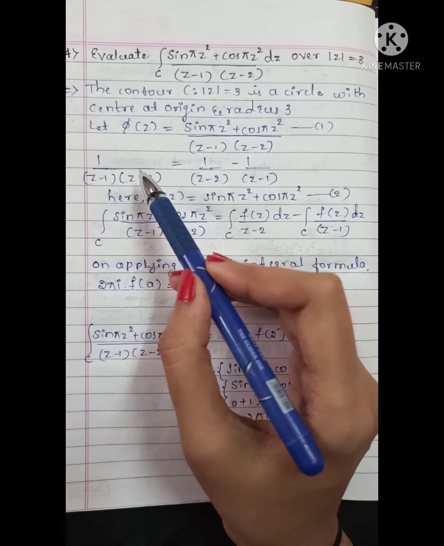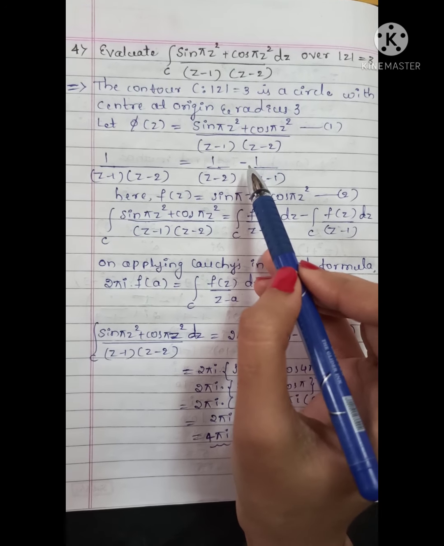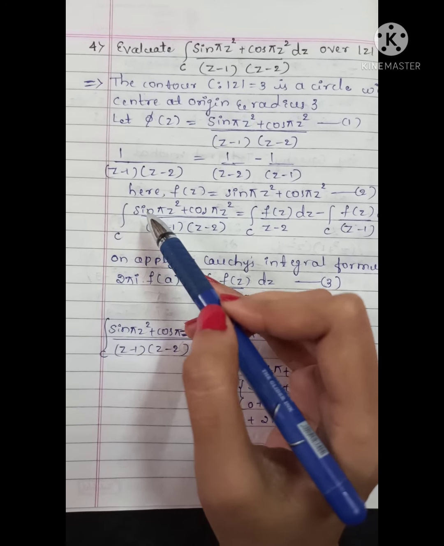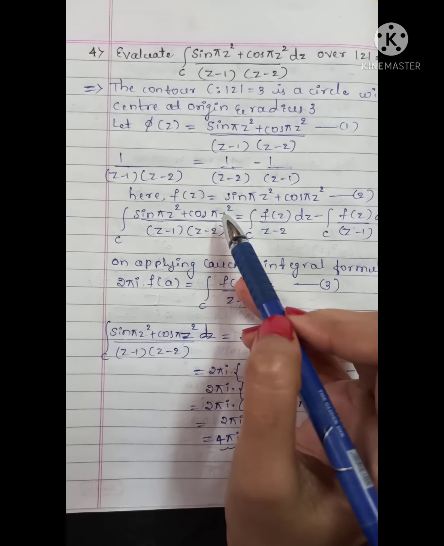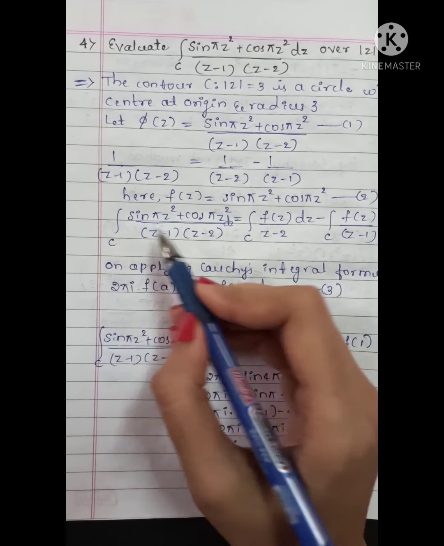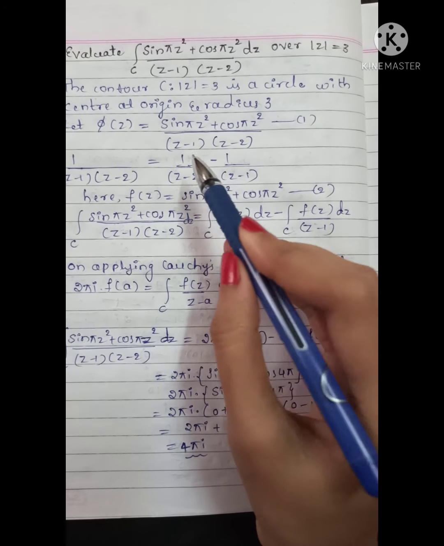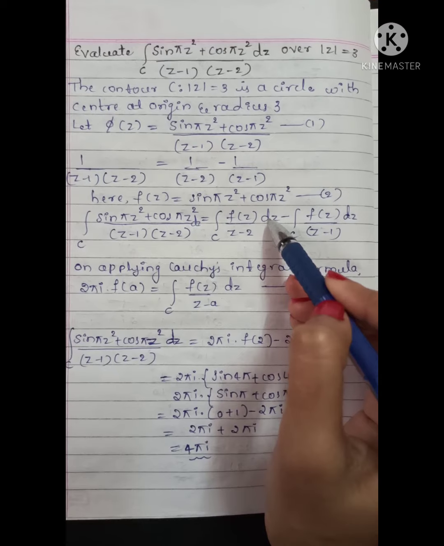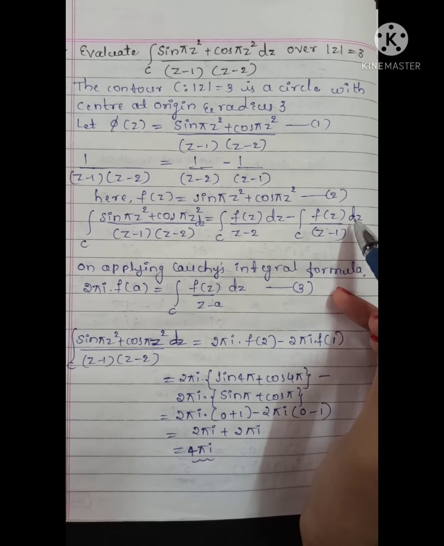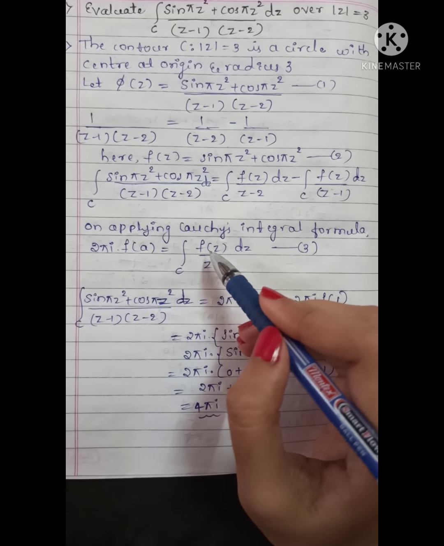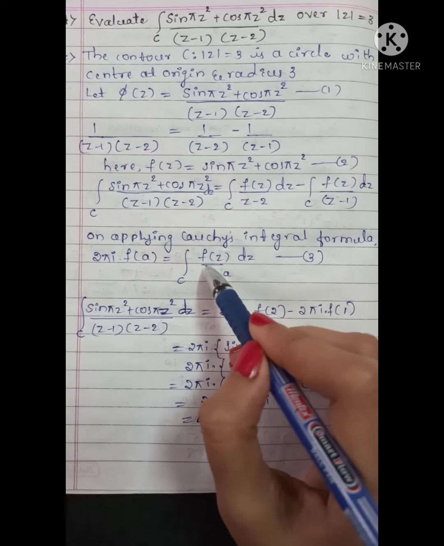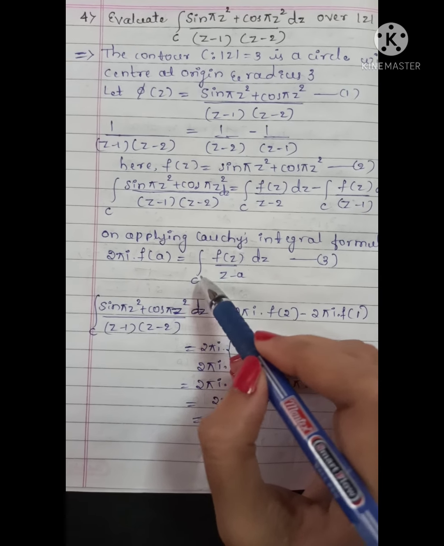Now, multiplying by f(z) on both sides and integrating with respect to z, we get the integral of (sin πz² + cos πz²) divided by (z − 1)(z − 2) with respect to z over C is equal to the integral of f(z)/(z − 2) dz over C minus the integral of f(z)/(z − 1) dz over C. Now we have to apply Cauchy's integral formula, that is 2πi f(a) is equal to the integral of f(z)/(z − a) dz over C. Give it as equation number 3.